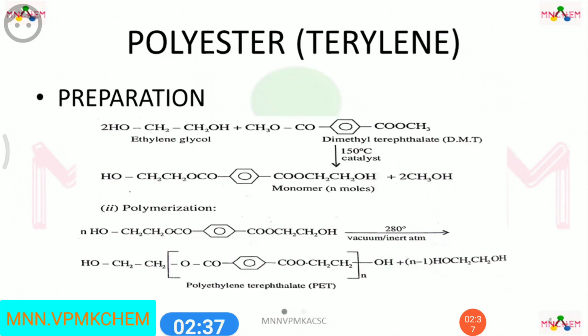The reactions are represented here. The first, ethylene glycol, 2 moles of that, condensed with the dimethyl terephthalate. At 150 degrees Celsius, we get the monomer with the loss of methanol as the condensation proceeds. The second step, the monomer formed undergoes polymerization at elevated temperature, 280 degrees Celsius, in vacuum or in an inert atmosphere, and polyethylene terephthalate or terylene is formed.